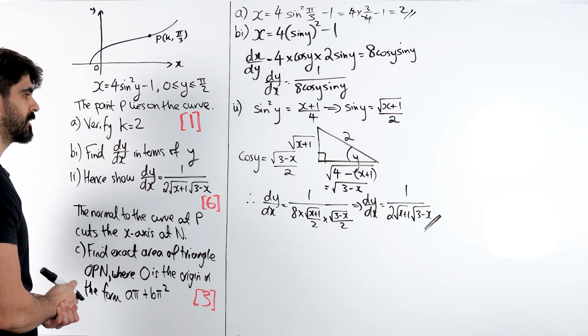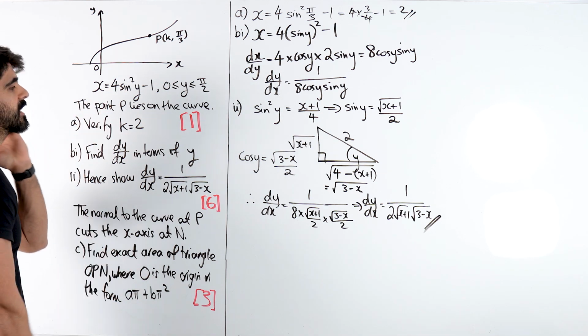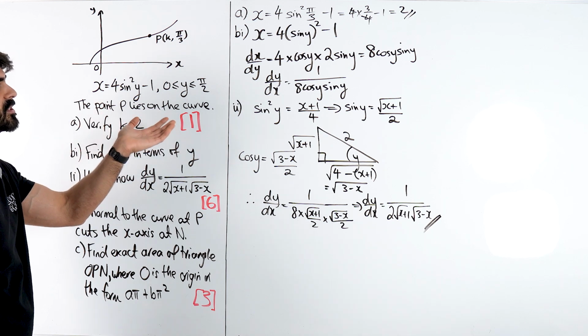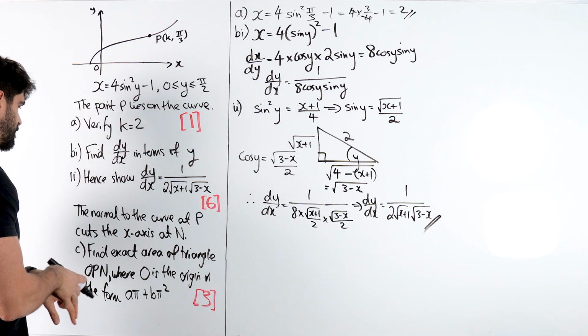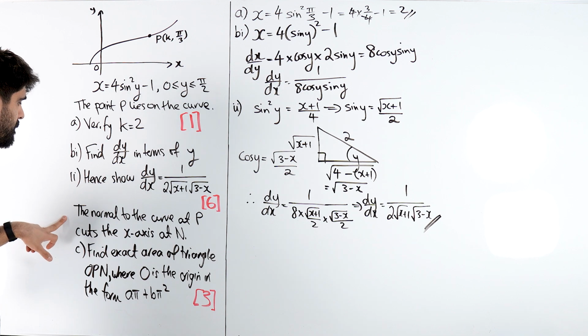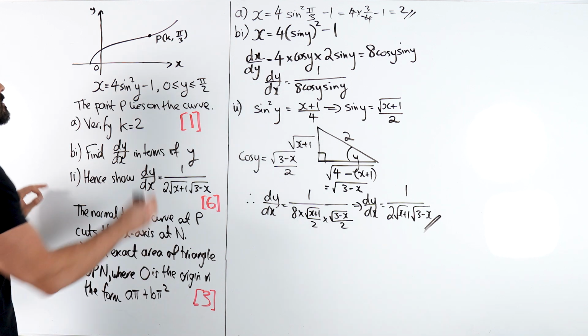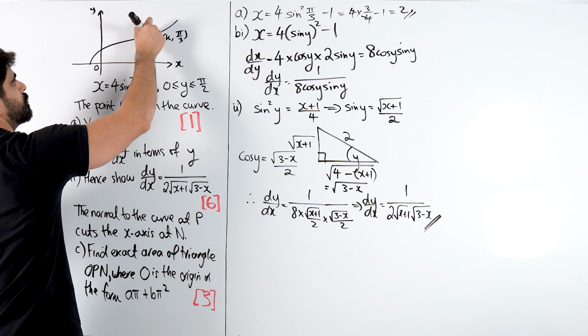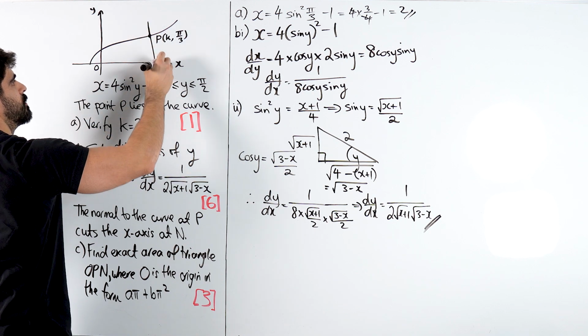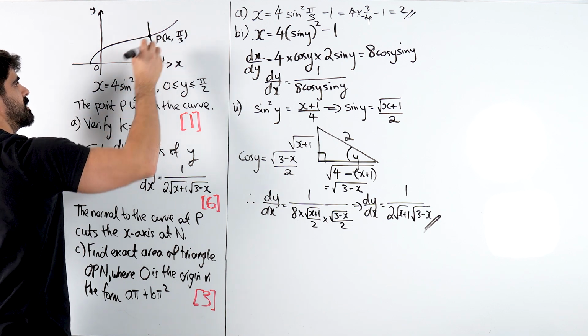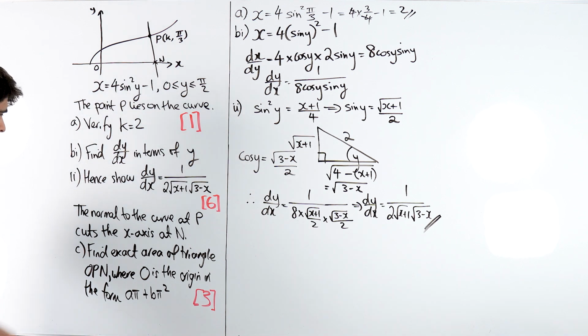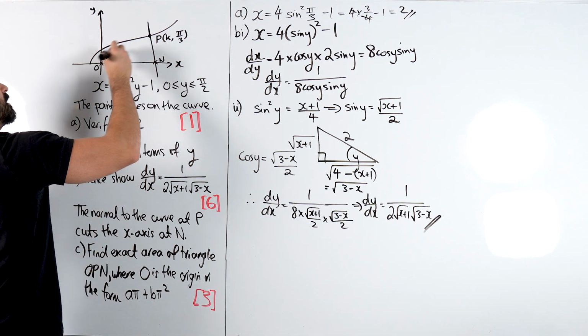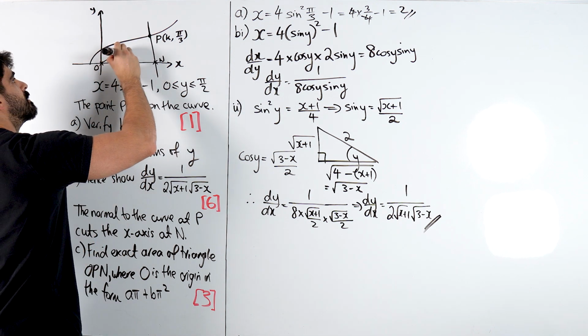I've actually never done a problem like that before, where you have this kind of implicit differentiation. It's not really implicit, but inverse trig functions. It says the normal to the curve at P cuts the x-axis at N. So we have some normal here. That normal crosses the x-axis at N. Find the exact area of triangle OPN, where O is the origin. So here, OPN.